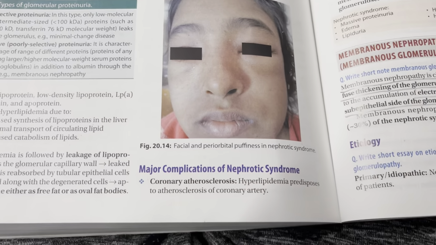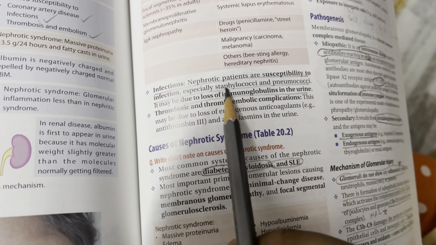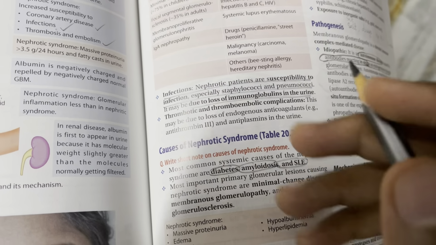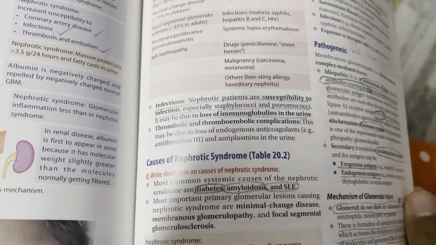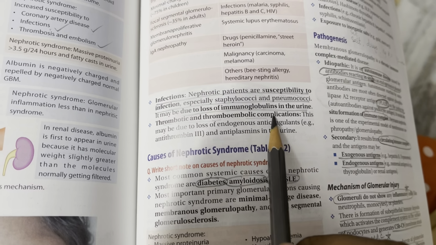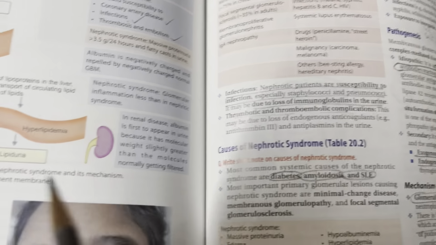The major complications are coronary atherosclerosis: hyperlipidemia predisposes to atherosclerosis of the coronary artery. Next, nephrotic patients are highly susceptible to infection, especially staphylococcus and pneumococci. This is due to loss of immunoglobulins in the urine. You lose gamma globulins, right? Hypogammaglobulinemia. And you have thrombotic and thromboembolic complications because you lose antithrombin 3 in the urine.